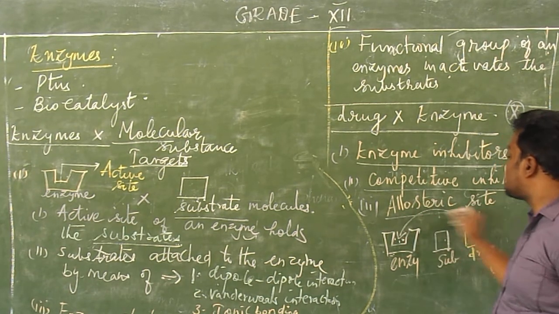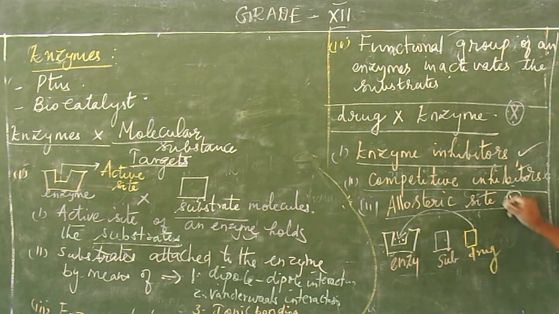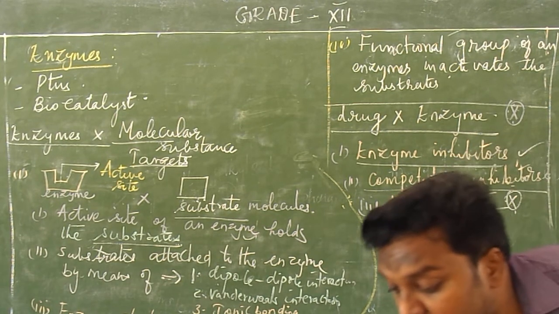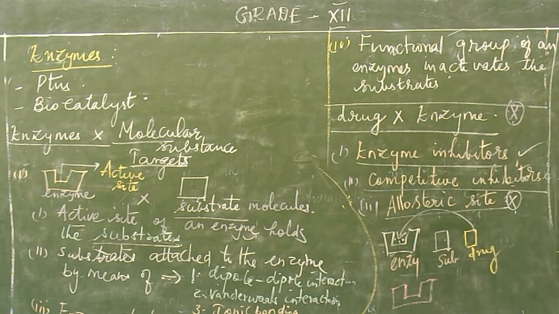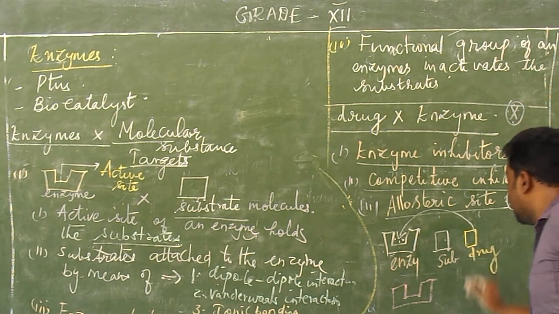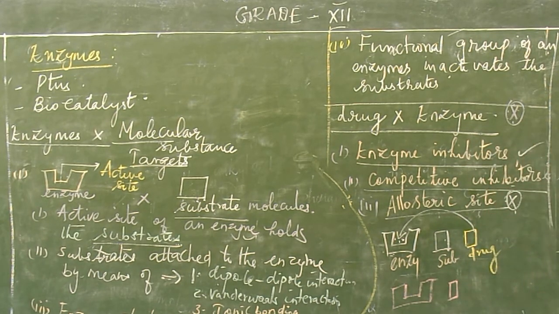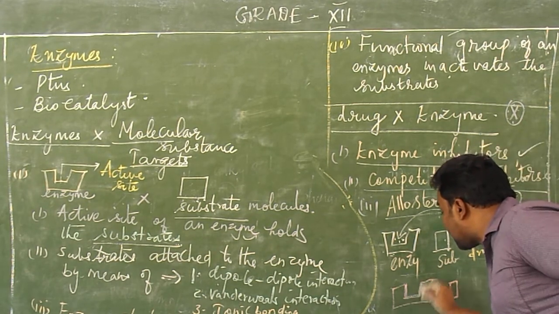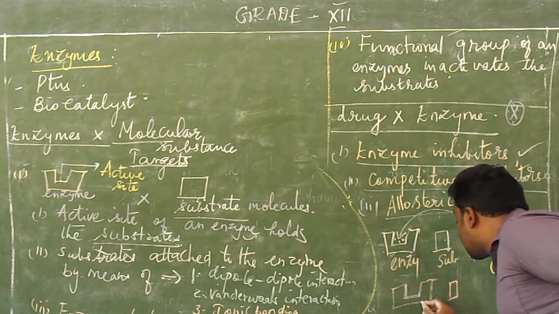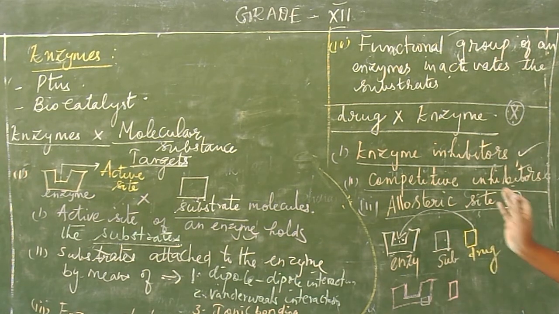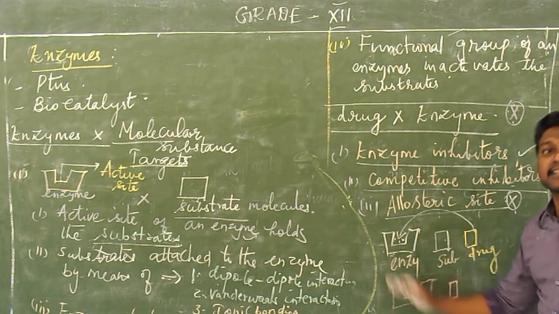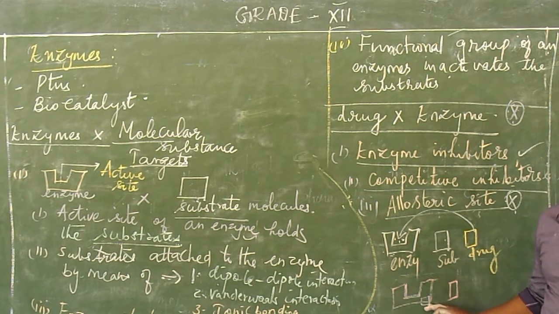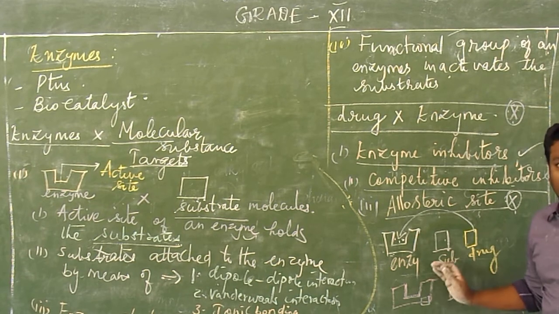Then the next one is called the allosteric site, which is very, very important. We already know the structure of the enzyme. The enzyme is like this. Now, this is the drug. Instead of occupying the active site of the enzyme, this drug goes and occupies some other side of the enzyme, other than the active site.